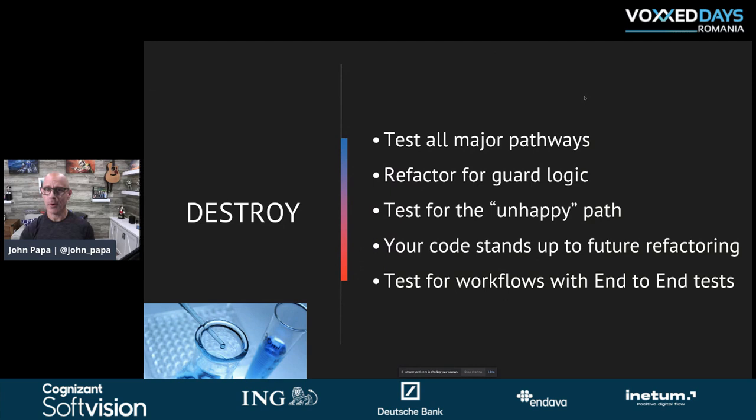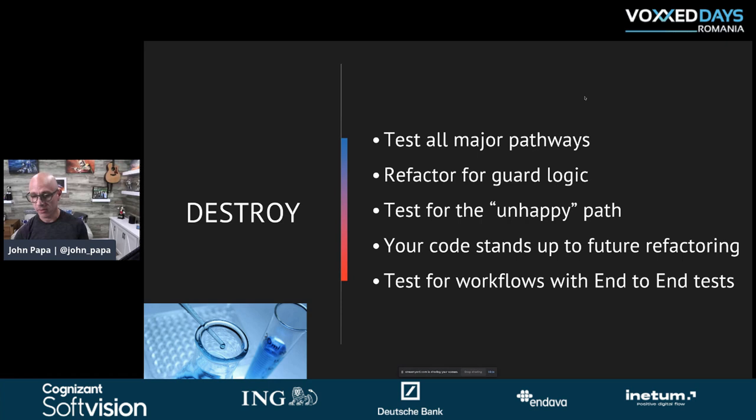So we're going to destroy our code. We're going to make sure that the things that shouldn't happen don't happen. We all like to write our code for what we call the happy path, where everything just works naturally and the user is going to do exactly what we expect. Well, we all know after you deploy code, users don't always do what you expect. So we're going to have to make sure we test all the major pathways. We want to make sure we've got guard logic in place. So if something gets passed in improperly where type checking won't help, that we actually check for that.